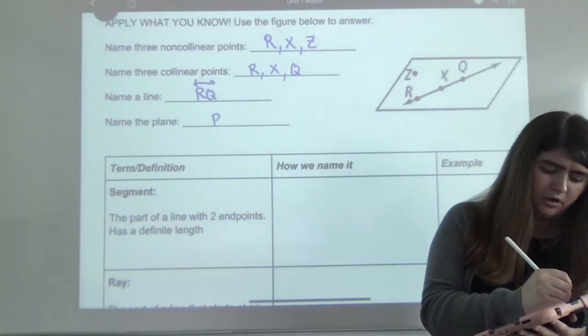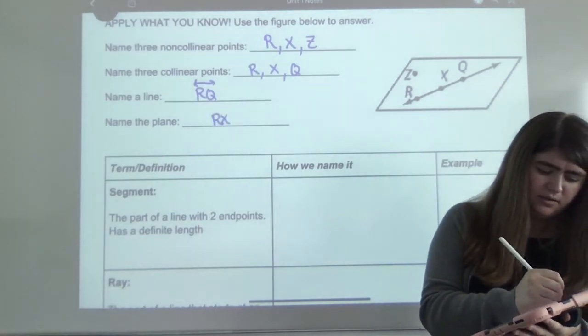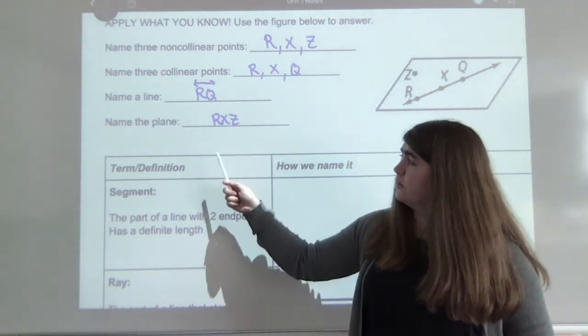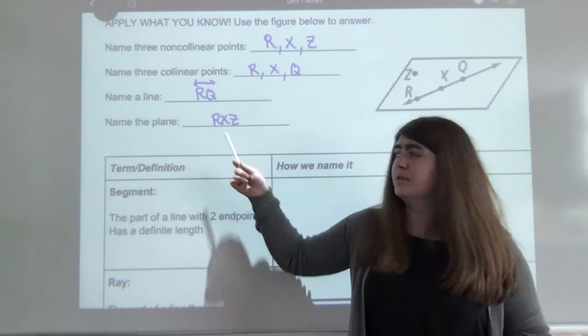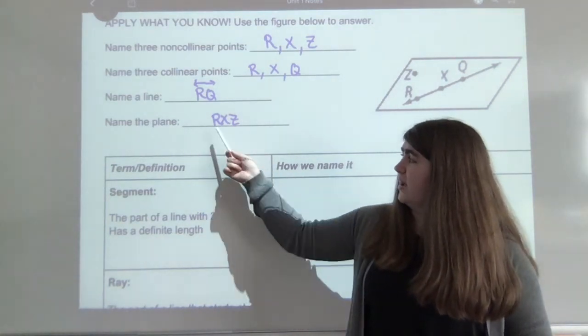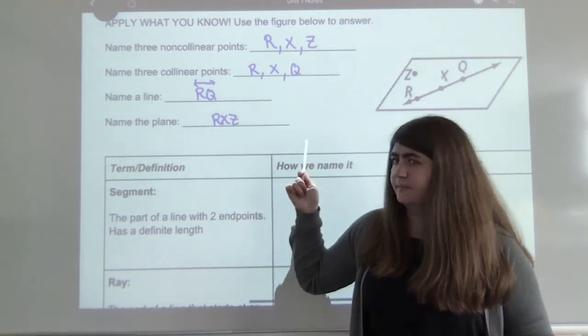So I have R, X, Z. The points are right next to each other. I don't put any line above it. I don't box them. Just the 3 points right next to each other. So I have plane RXZ.